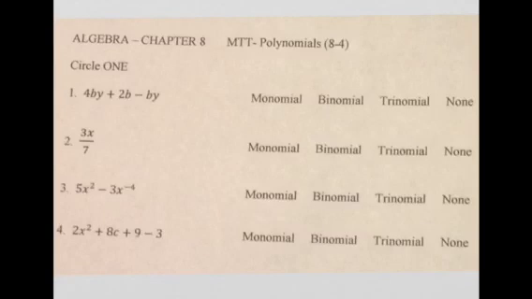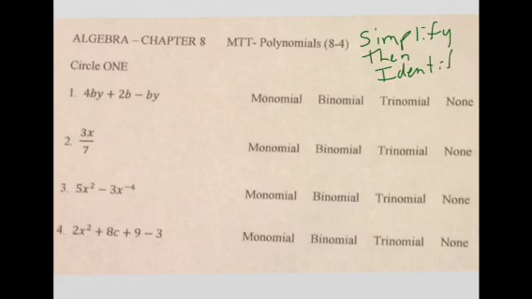Open up your MTT, and we're going to be talking about different types of polynomials. So we're going to be categorizing polynomials based on the number of terms that they have. In order to do this, we are going to need to simplify and then identify. So write simplify and then identify.